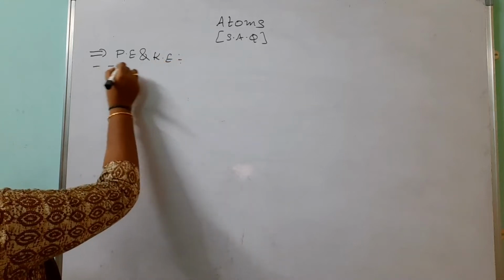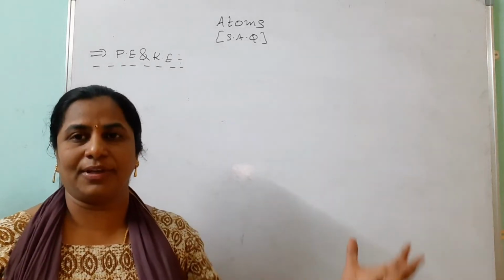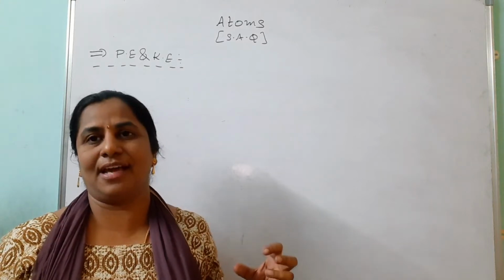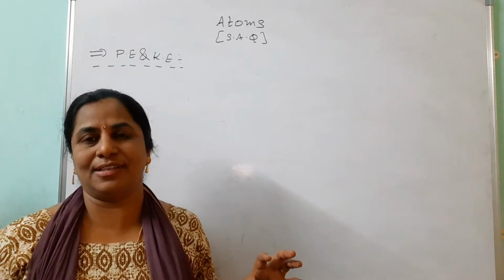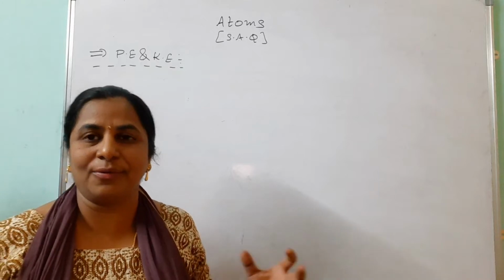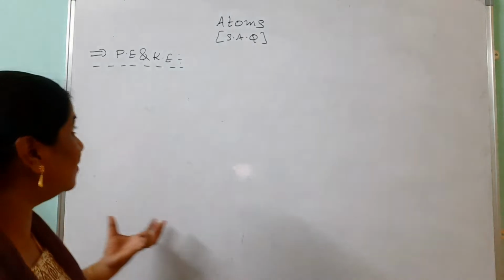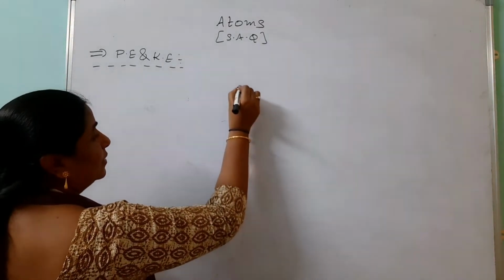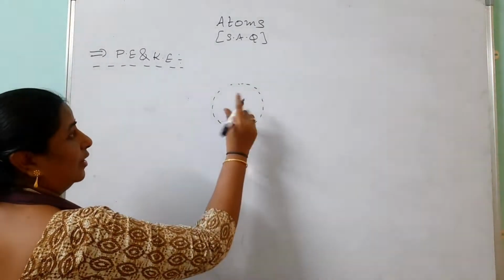Already you know that from Rutherford's alpha scattering, then Bohr came and said that the atom has a spherical shape, and the center of the atom has a positive content, called the nucleus. Around the nucleus, electrons are revolving. Then he focused on the potential energy and the kinetic energy in the nth orbit. So first, the basic thing: this is the nucleus, and around it electrons revolve in circular orbits.